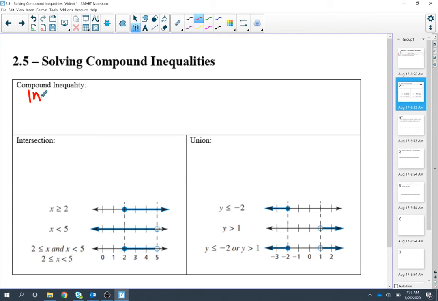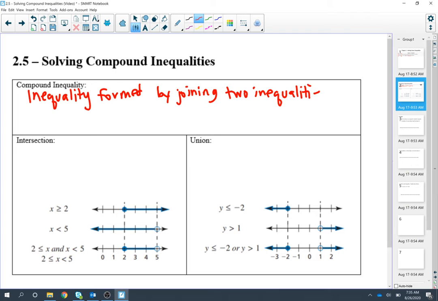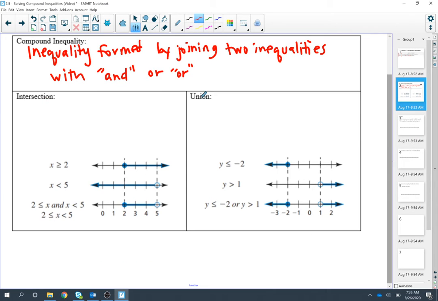So it is an inequality formed by joining two inequalities with and or. For example, we have an intersection and we have a union.